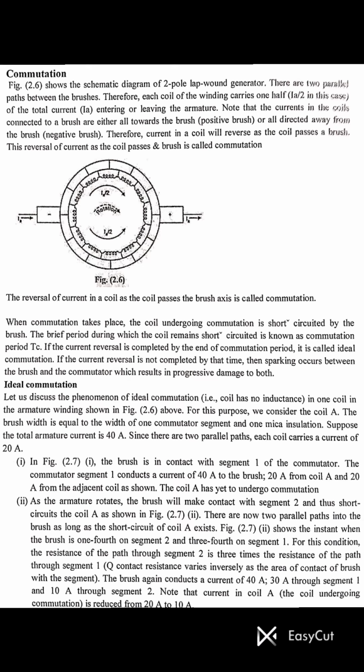Now look at the brush touching the commutator segment. When a coil comes in contact with the brush, current starts flowing through that brush and commutator segment. But as the armature rotates, the brush shifts and touches the next segment. During that transition period, the coil is connected to both segments. It gets short-circuited by the brush.